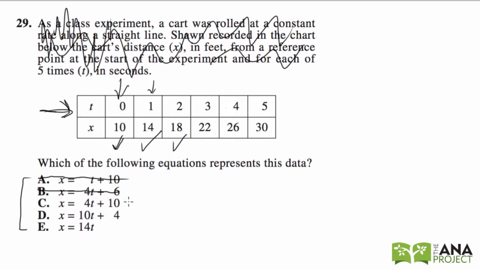How about this one? 4 times 3, if t is 3, x should be 22. Well, 4 times 3 is 12. 12 plus 10 is 22. And it works for these two. 4 times 4 is 16 plus 10, 26. T is 5, x has got to be 30. Well, 4 times 5 is 20. 20 plus 10 is 30. So C is the right answer.